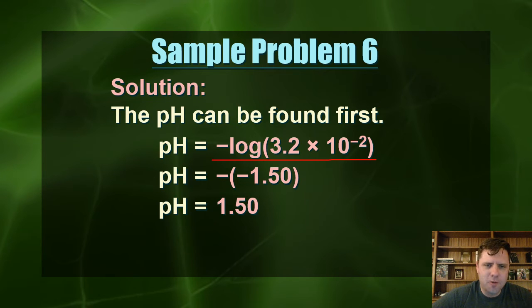By the way, all of your pH and pOH numbers, you'll know you have right if it's a positive. At least you'll know you're on the right track if it's a positive number. If you get a negative number, you did something wrong. Most likely, you just forgot to take the negative of the negative.